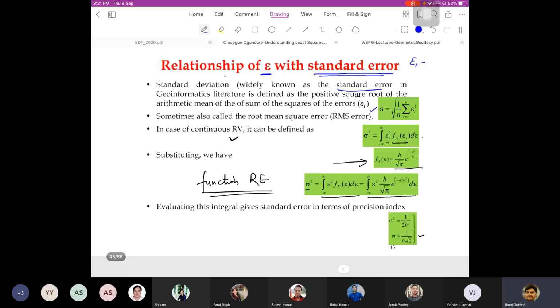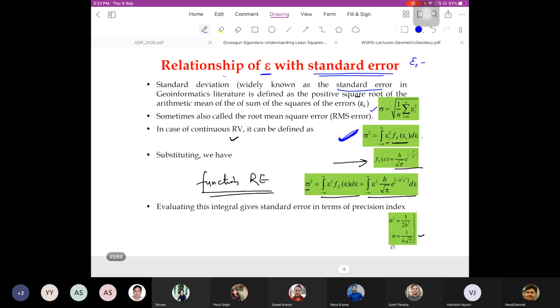This is the very basic definition which you have seen at multiple places, probably in 10th standard, maybe 9th standard. That is also sometimes called RMS error, which we call root mean square error. So in the case of a continuous random variable, it is defined as this. This is a very popular equation, which you have to remember for quite some time, because when we discuss error propagation, we will start from this very basic.